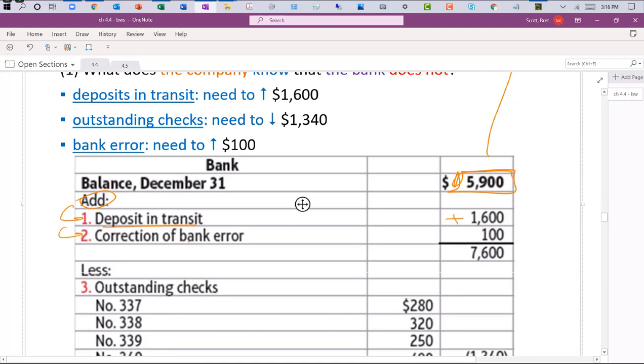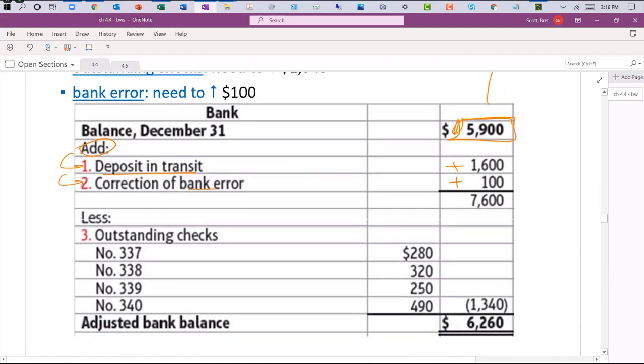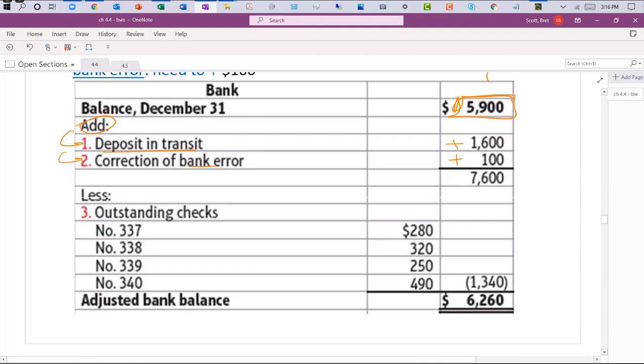So we're going to correct the bank error. Bank erroneously decreased our account. They'll fix it soon enough. But right now we need to bump that balance up because it shouldn't read 5,900. It should at least read 6,000. They made an error. Then we go through the less.